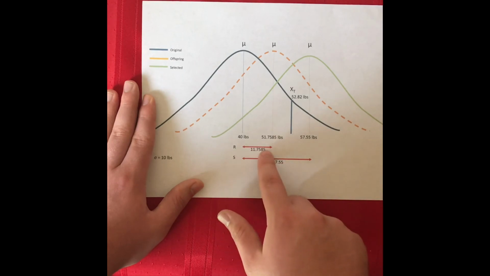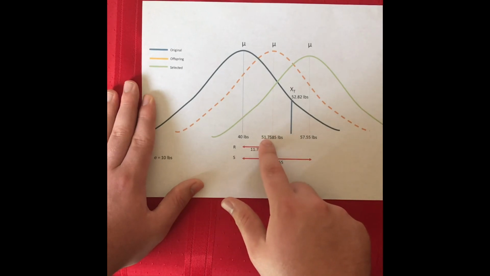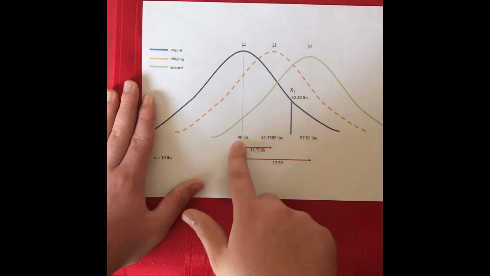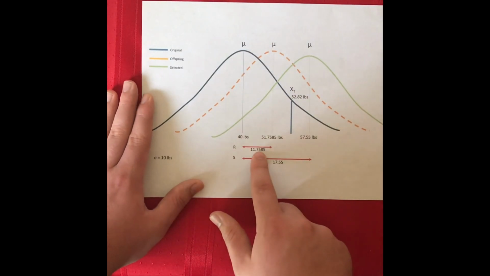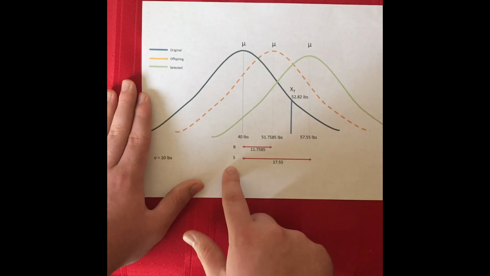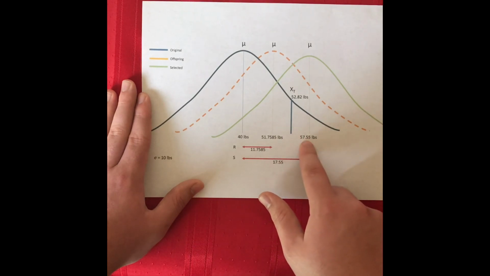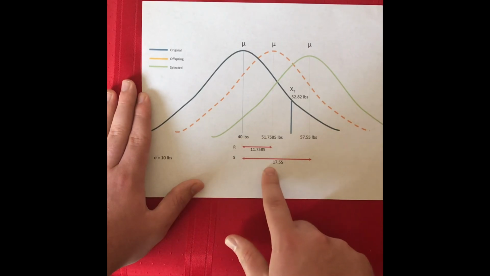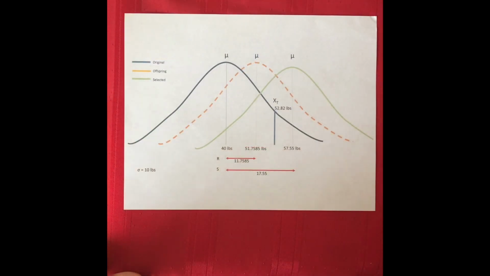Our R here is just the difference between the 51.7585, the average of the offspring, minus the average of our original population, which is 11.7585. And then our S is the selected population minus the original population averages, which is 17.55 pounds. Just as a note, the value locations in this image are not exactly to scale, but it still gives a good representation.